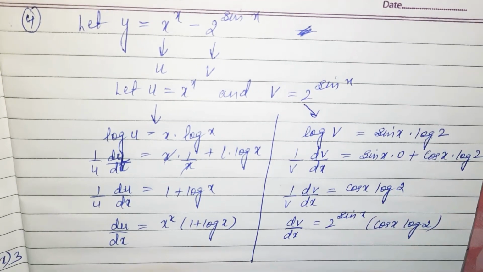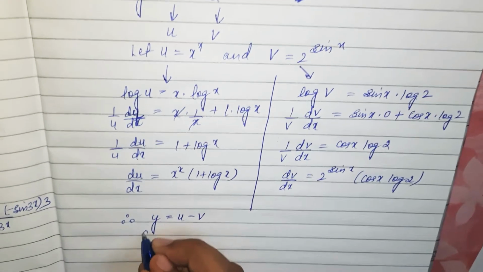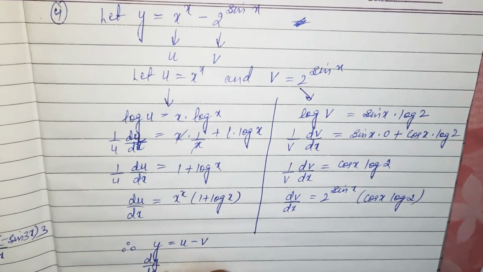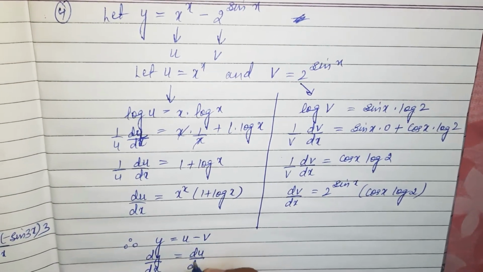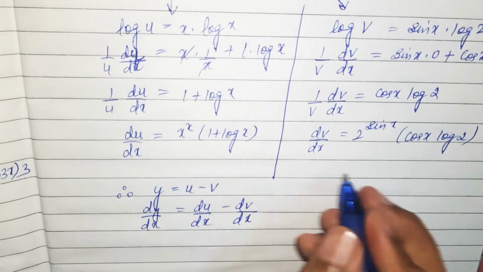So the final answer will be, if I am writing y as u minus v, then dy by dx is du by dx minus dv by dx. So take this value and this value.